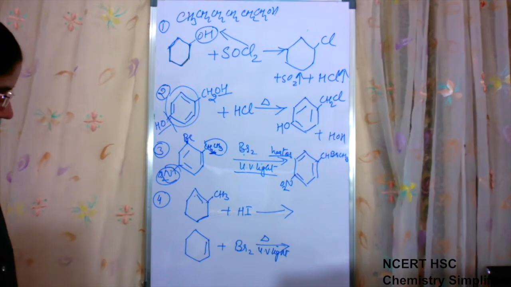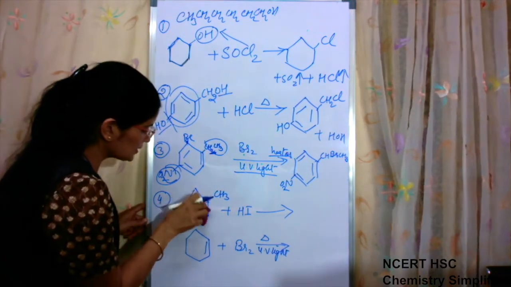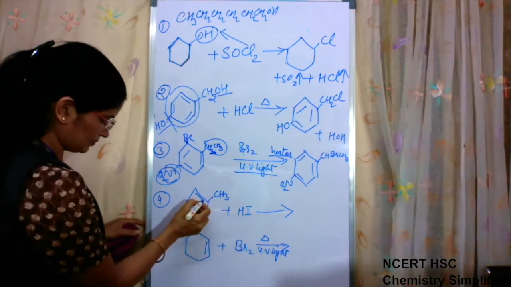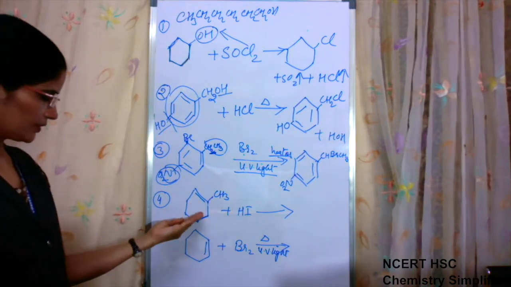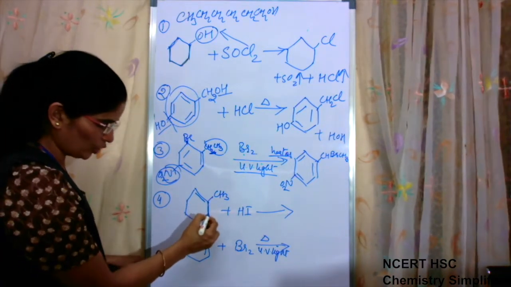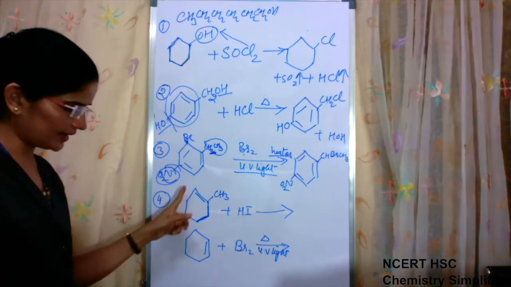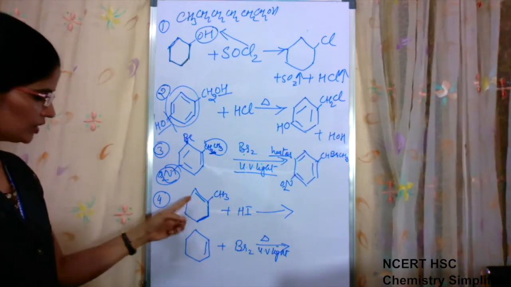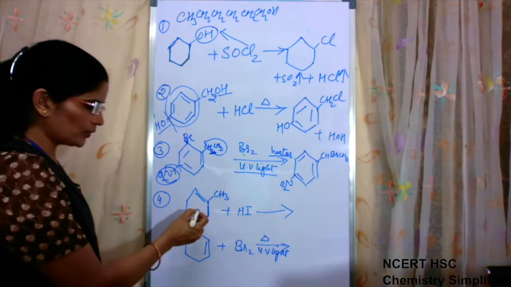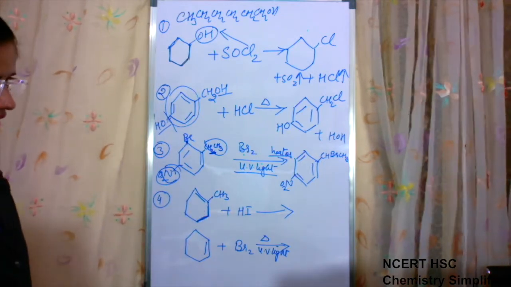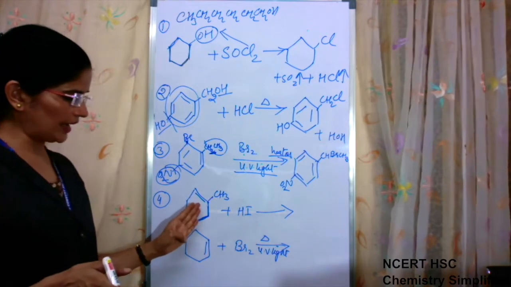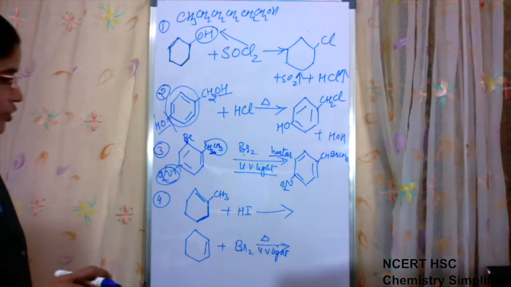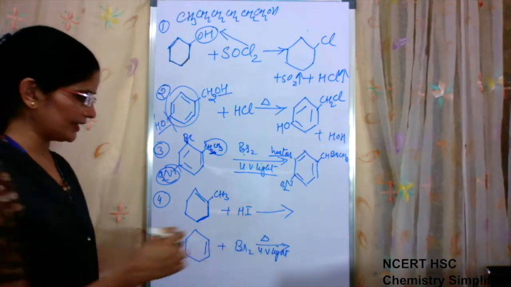Now fourth example. Now again, this is a compound which is cyclohexene. It is not benzene. Cyclic है without alternate double and single bond, but there is only one double bond present. So it is cyclohexene. Cyclohexene will behave like alkene, not like benzene ring. So in case of alkene, if HI is there, we will have addition reaction. Okay.